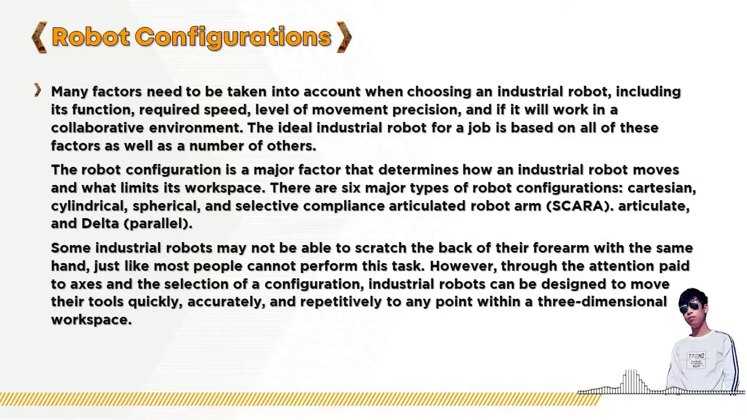Some industrial robots may not be able to scratch the back of their forearm with the same hand, just like most people cannot perform this task. However, through the attention to axes and the selection of a configuration, industrial robots can be designed to move their tools quickly, accurately, and repetitively to any point within a three-dimensional workspace.